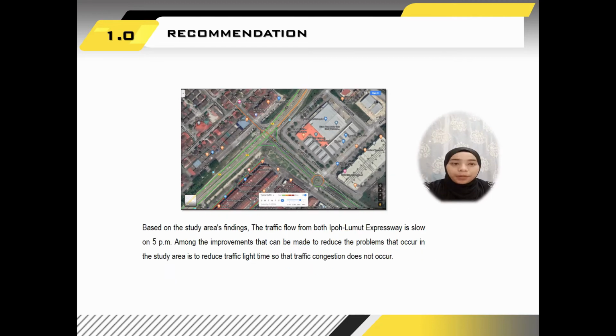Next, based on the study area findings, the traffic flow from both sides of the Ipoh Lumut Expressway is slow at 5 pm. Among the improvements that can be made to reduce the problem in the study area is to reduce the traffic light time so that traffic congestion does not occur.